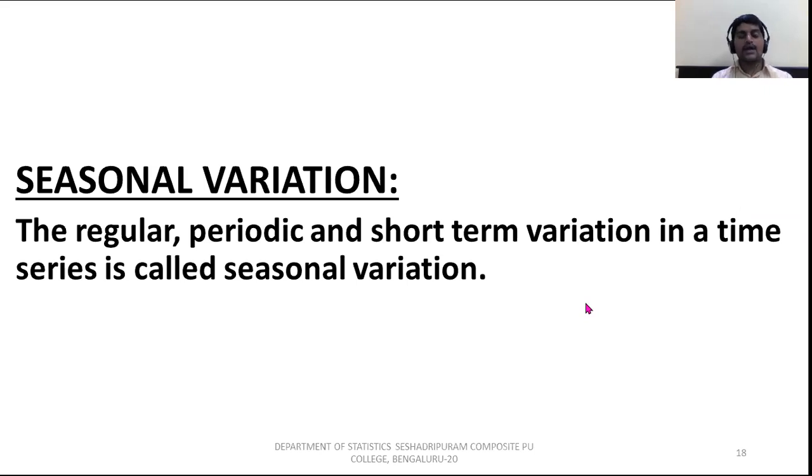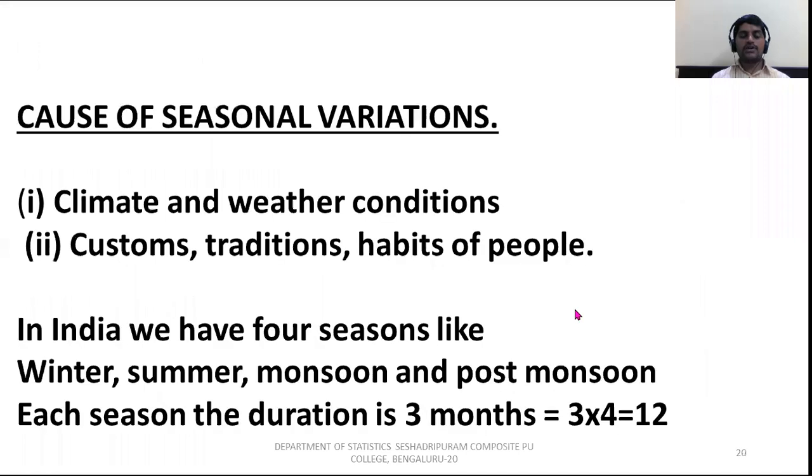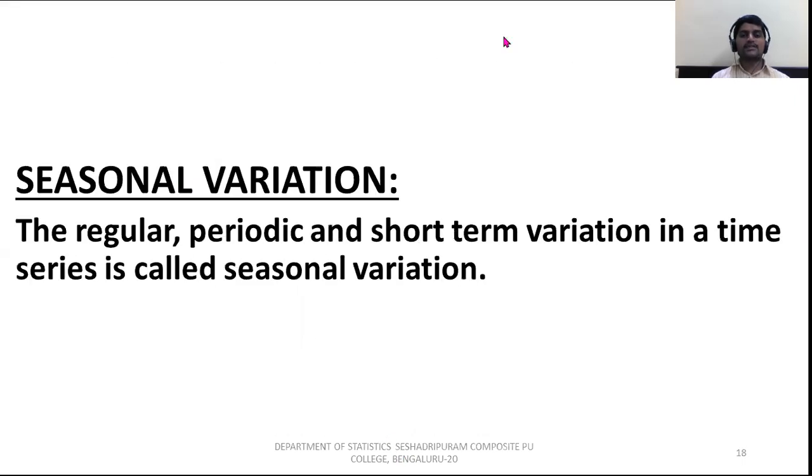I'm repeating once again. Seasonal variation is a regular, periodic, and short-term variation in time series data. I repeat once again. In India we have four seasons: winter, summer, monsoon, and post monsoon. Each season has a duration of less than 1 year, 3 months. We are predicting short term. All of this we call seasonal variation. Finally, it is a regular, periodic, and short-term variation in time series data. Very important.